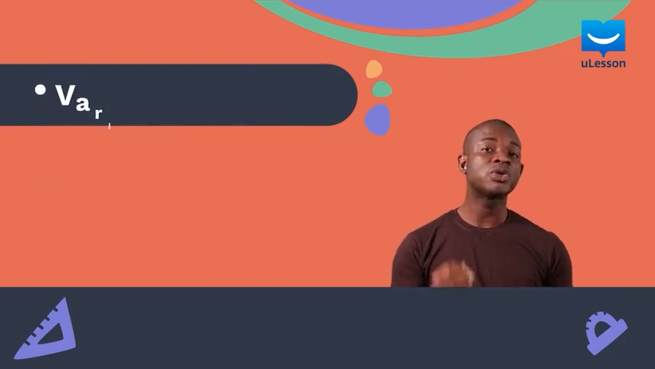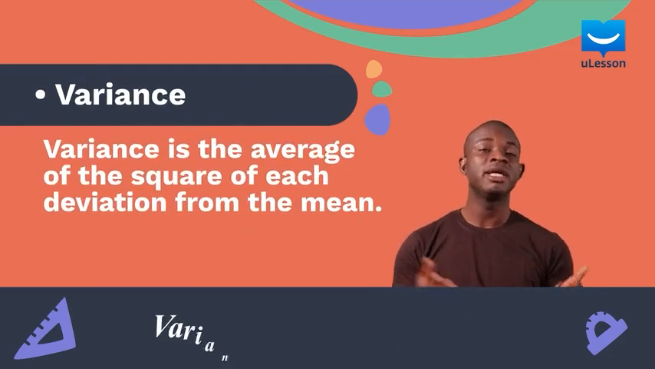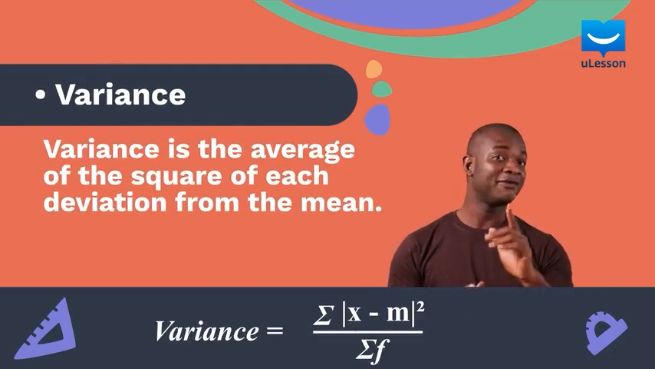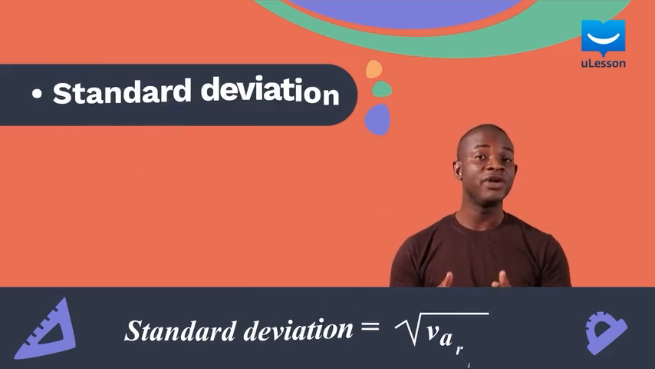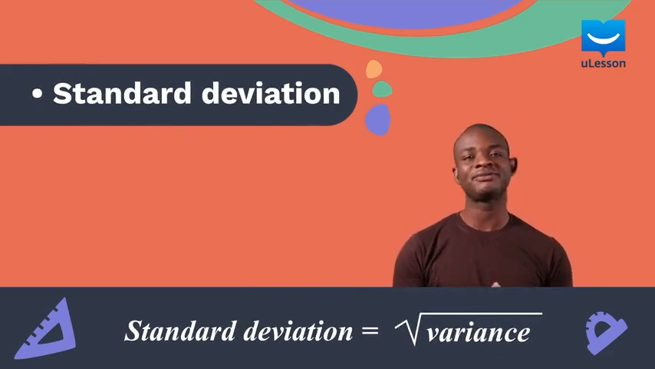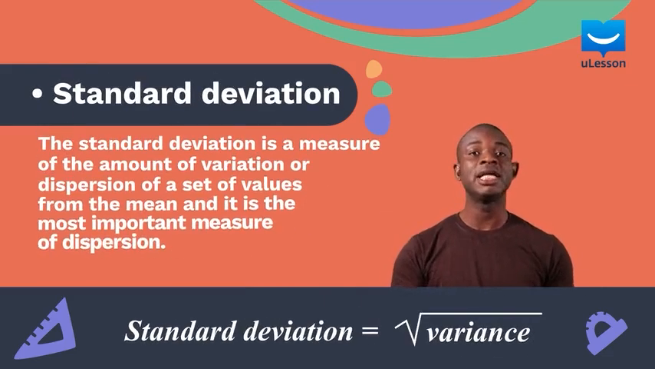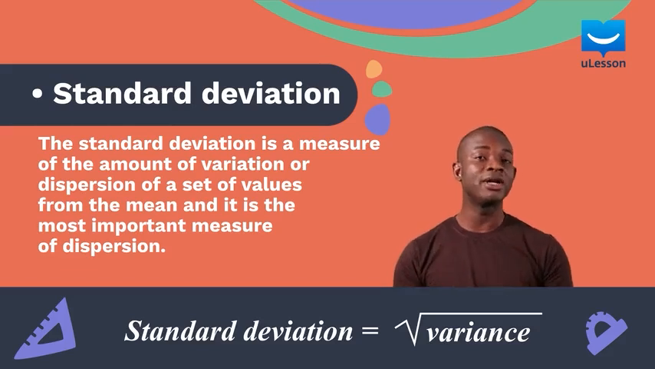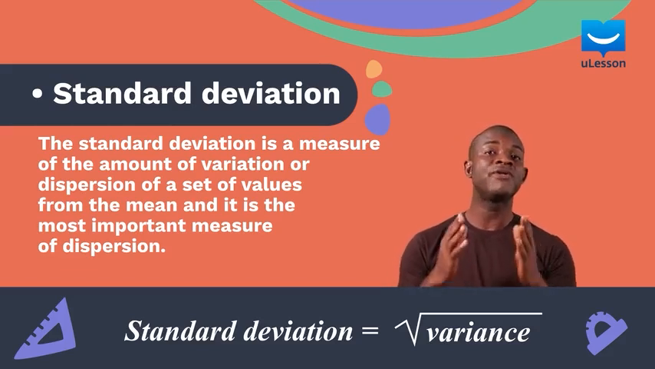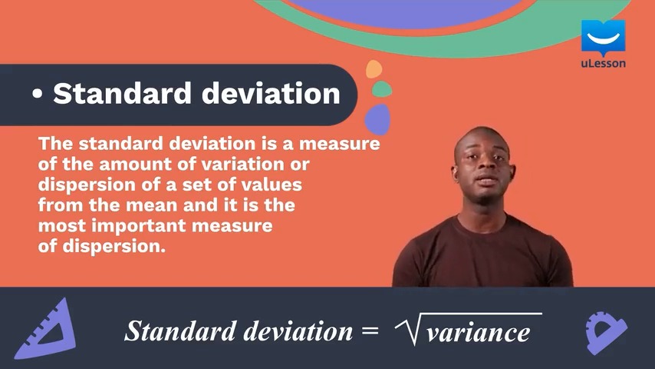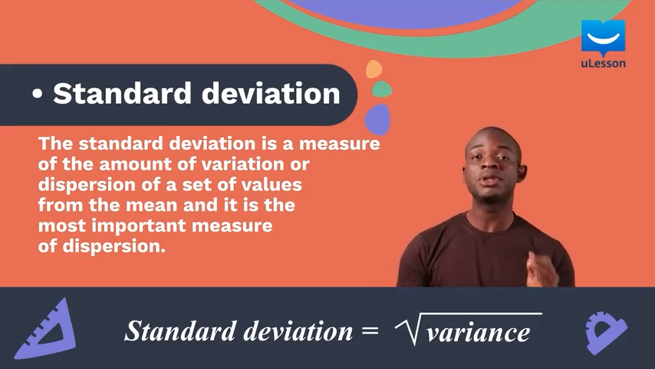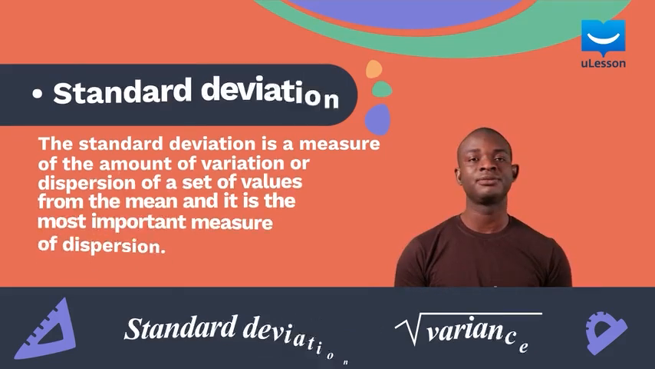The average of the square of each deviation from the mean gives the variance. Finally, the square root of the variance is the standard deviation. The standard deviation is a measure of the amount of variation or dispersion of a set of values from the mean, and it is the most important measure of dispersion.